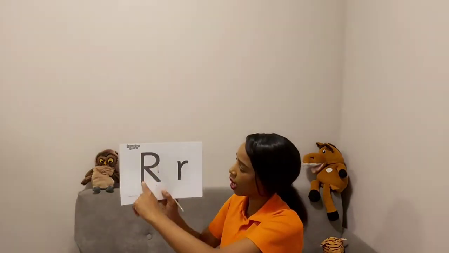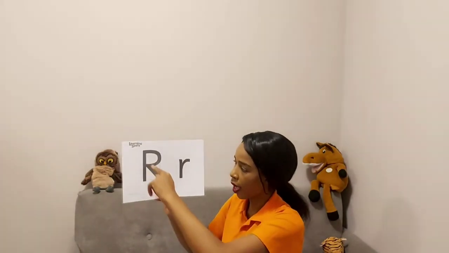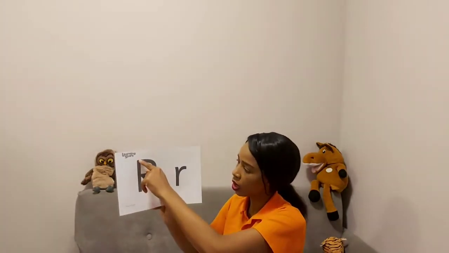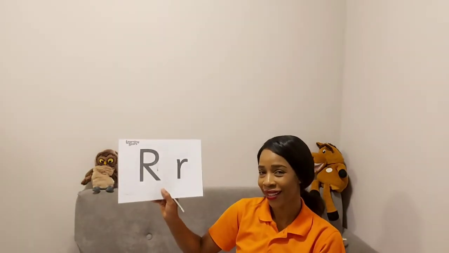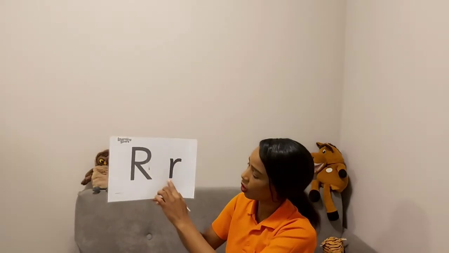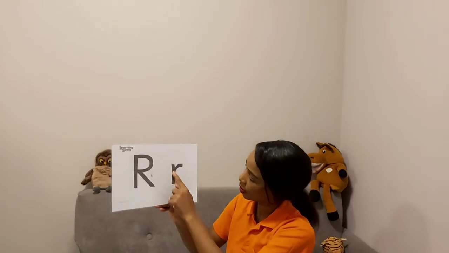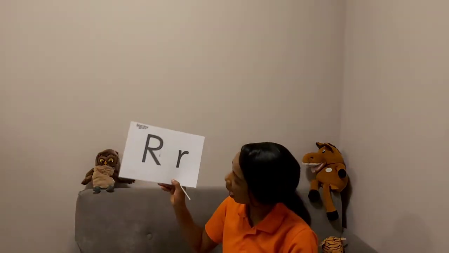Let's try to write the capital letter R. It's down, round, and down. Again, down, round, and down. Do you get it? And the small R, it's down, up, round. Or you can say down, up, and out. Do you get it? So that's the letter R.